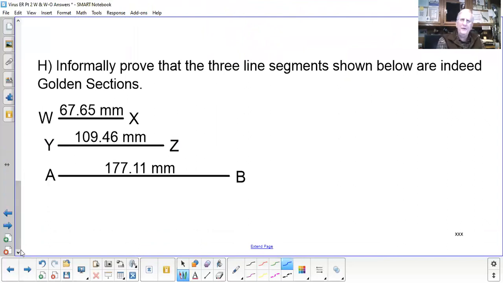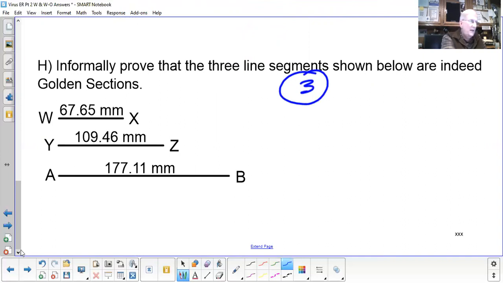Informally prove that these 3 line segments below are indeed golden sections. We're going to actually hit on this idea a couple times today. But if you recall, for these to be golden sections, there are 3 properties that need to be satisfied.